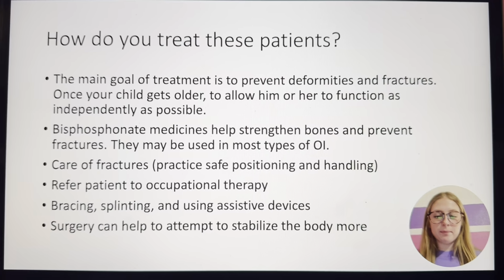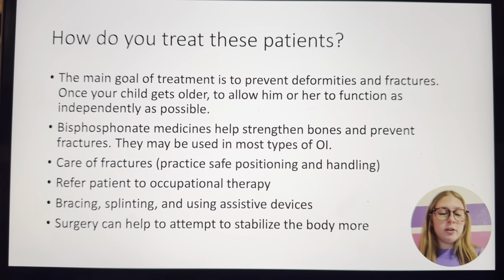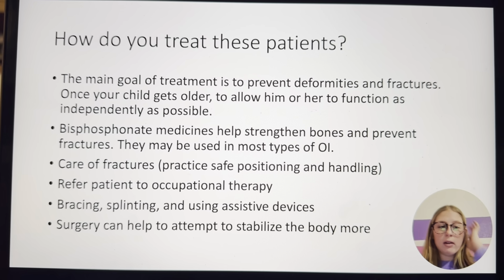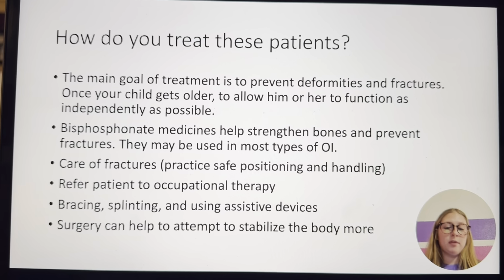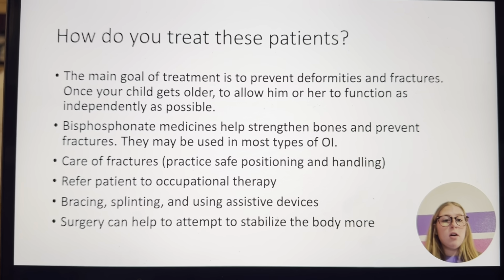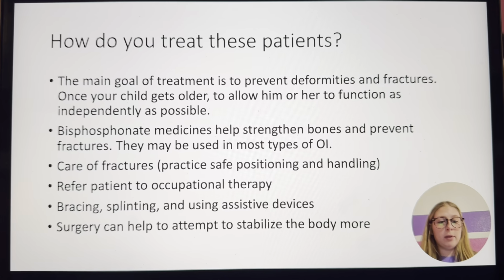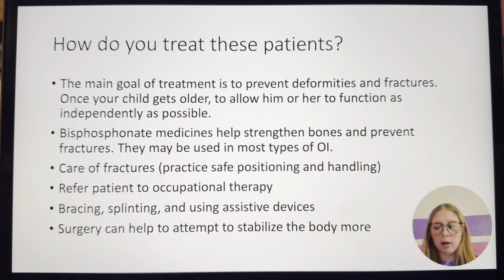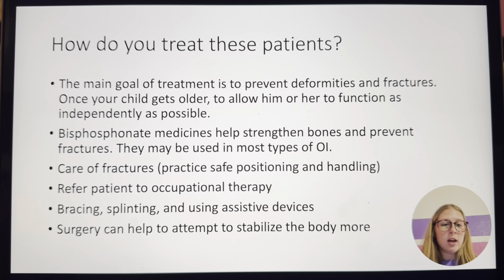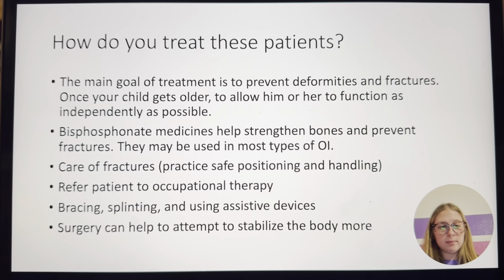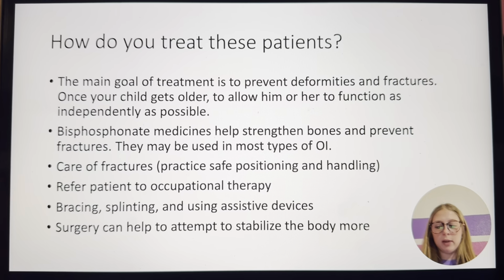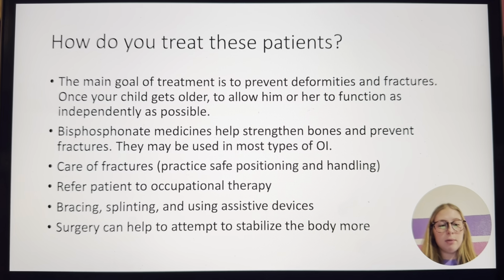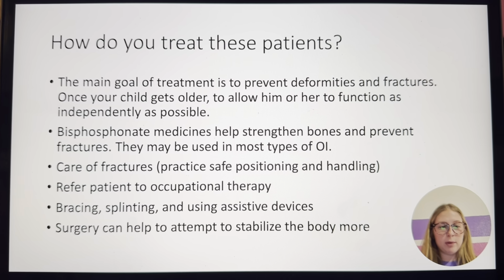So yeah. How do you treat these patients? Obviously, the main goal of the treatment is to prevent deformities and fractures. Once your child gets older, to allow him or her to function as independently as possible. This is important because, when they grow up, they're going to have to do stuff by themselves. So we want them to be as independent as possible. And that's what most kids do. So we want them to feel as normal as possible.